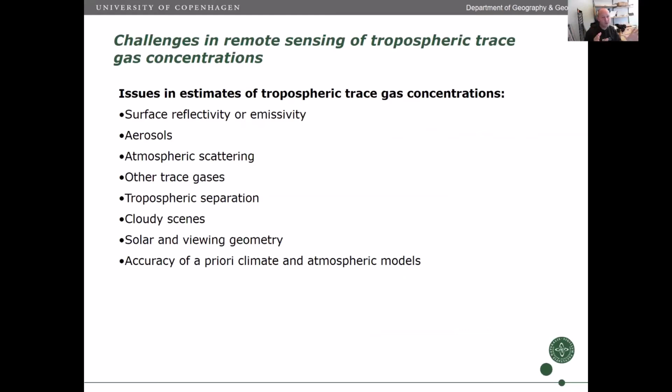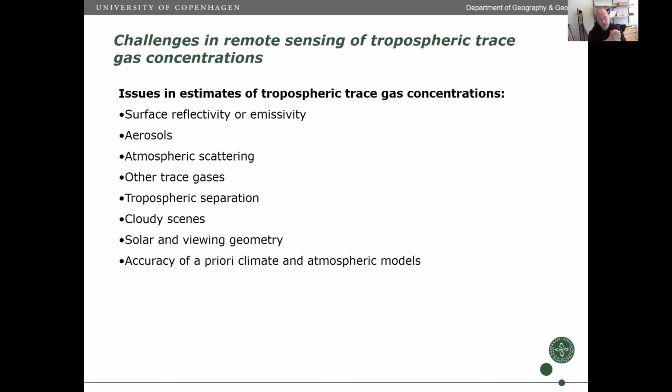There are some problems when it comes to remote sensing of trace gases in the atmosphere. It is not only the trace gases in the atmosphere that affects the reflectance retrieved by the satellite sensor. Therefore, there are a lot of challenges when we need to convert this measured reflectance into the actual tropospheric trace gas concentration product.